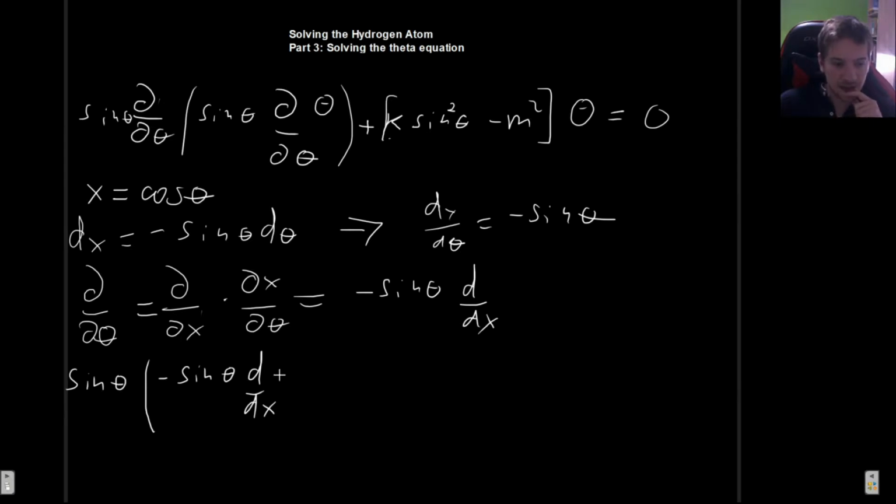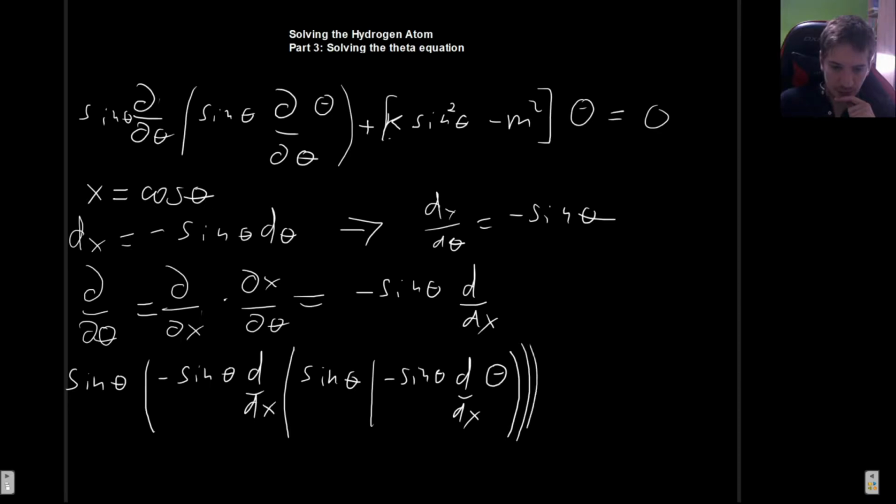Let's see, sorry, this is just d by d theta here. So this is going to be acting on sine theta, and now we have another d by d theta, which will be minus sine theta d by dx, acting on this theta function. And I think that's the correct amount of parentheses. And then we have plus k sine squared theta minus m squared acting on this theta function.